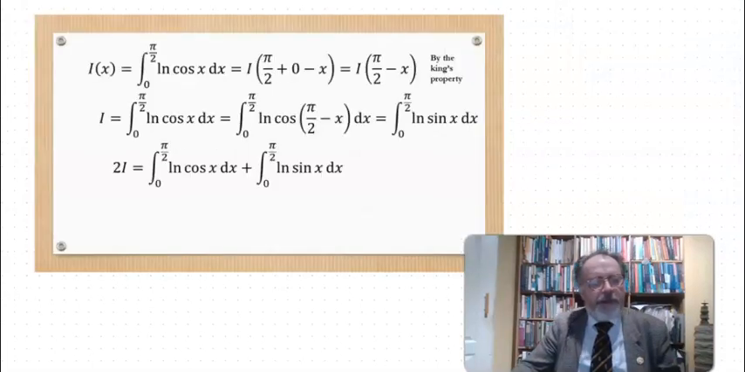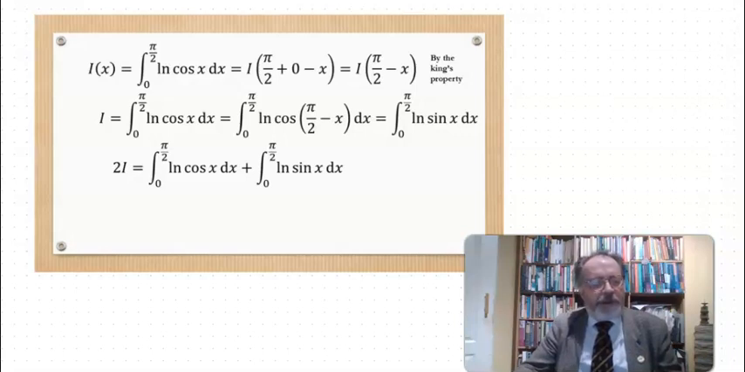And so we see that by the King's property, the integral we want is the same as the integral of pi by 2 minus x. And so our integral is the integral between 0 and pi by 2 of ln cos x, which is the integral between 0 and pi by 2 of ln cos (pi by 2 minus x), which of course is the same integral with ln sin x.